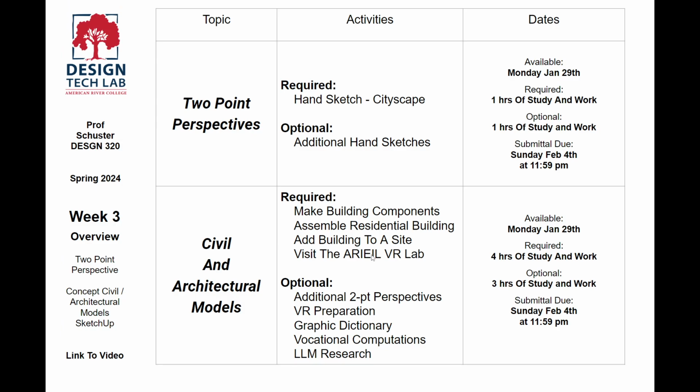So we're going to visit the Aerial lab on campus. Those of you who are not able to get to campus during that time will have an alternate way to gain those points. Okay? And it will be a 3D item for you to do. And then our optional is, again, more 2-point perspectives, more VR preparation, especially once you've been in the lab and you kind of get it.